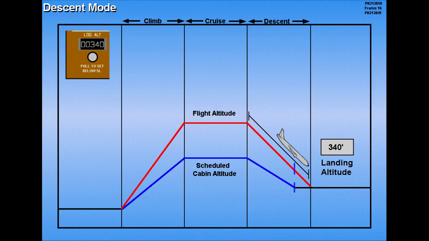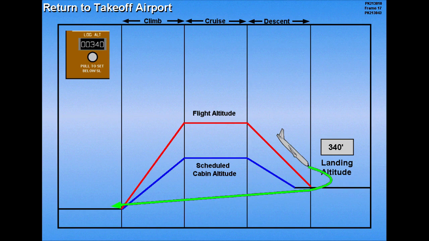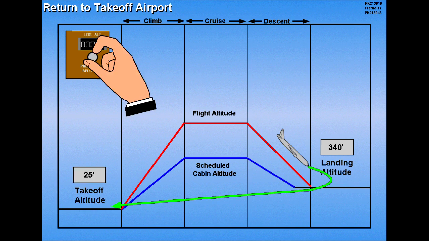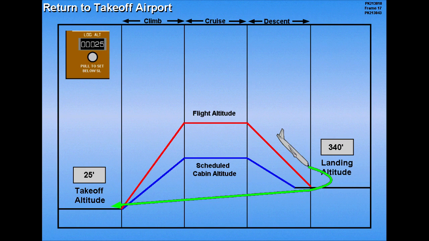During descent, the cabin maintains landing altitude while decreasing differential pressure. The pressurization system does not have memory for takeoff airport elevation. Therefore, if a return to the takeoff airport is necessary, landing altitude must be reset to the departure airport elevation.